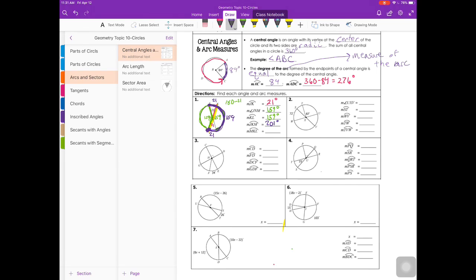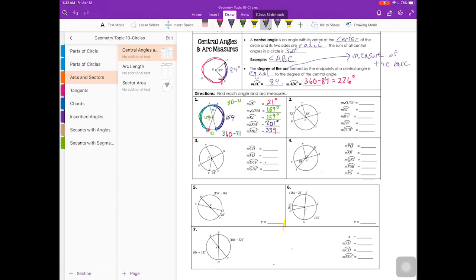And then finally, we'll do rainbow pencil here for arc MKL. So let me erase and put my rainbow pencil back on. So M to K to L. So it's almost the whole circle. But what we're missing is that 21 degree piece right there. So the easiest way to find that is to do 360 minus 21, because we're taking out that little piece, and that's going to give us 339 degrees.